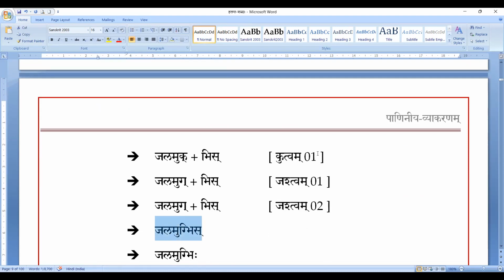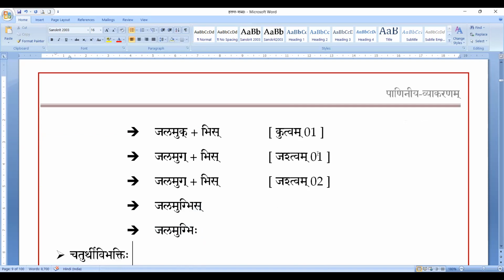Now what is Jalamug bhis? Sakara at the end of the Padam. Padanta Sakara. It's a Padam, and therefore Padanta Sakara. Apply, replace it by Ru, and then Visarga. So you have Jalamugbhih. So Jalamuk, Jalamugbhyam, Jalamugbhih.